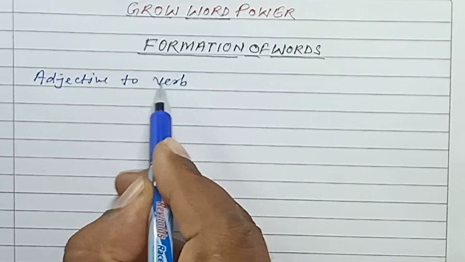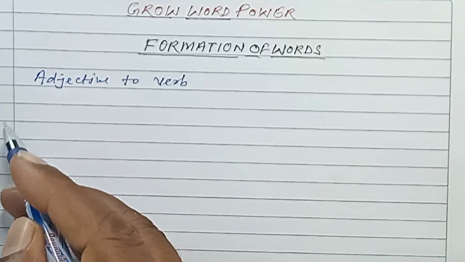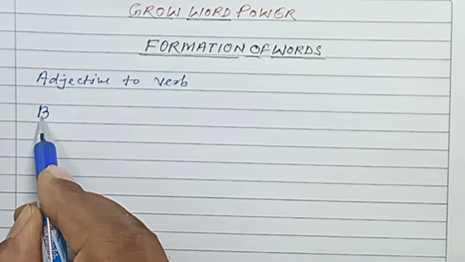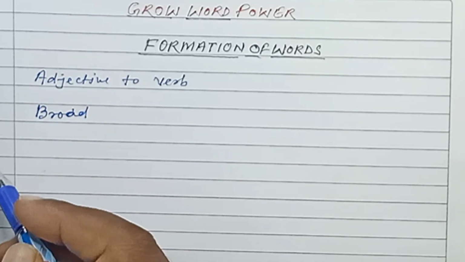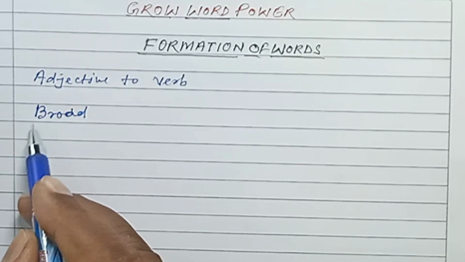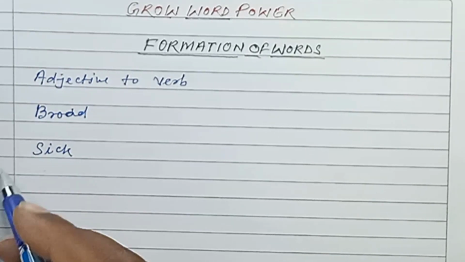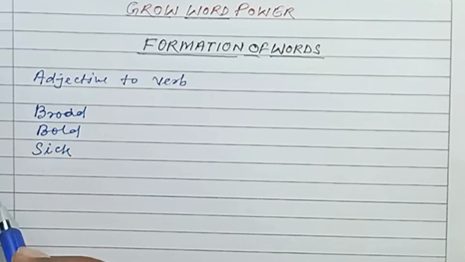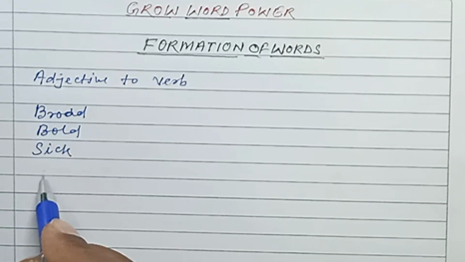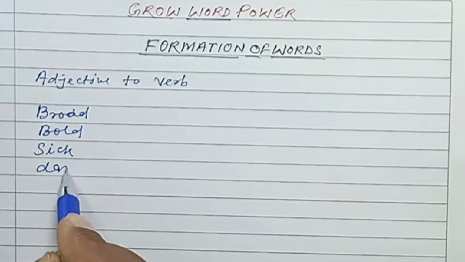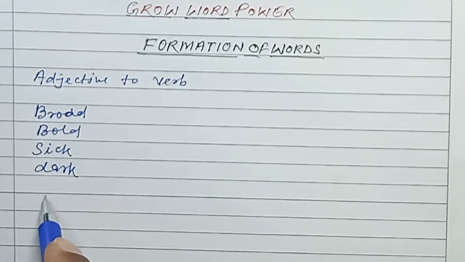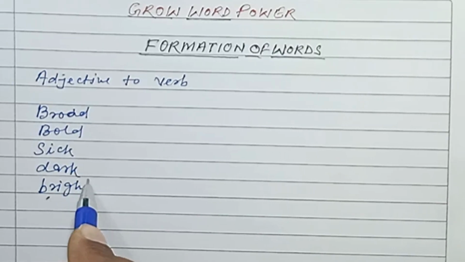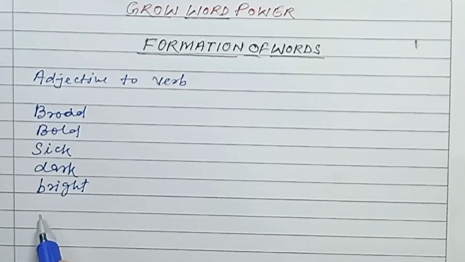Here I write some of the adjectives such as broad, B-R-O-A-D, broad. Sick, S-I-C-K, sick. Bold, B-O-L-D, bold. Dark, D-A-R-K, dark. Bright, B-R-I-G-H-T, bright. Next word is deep, D-E-E-P.